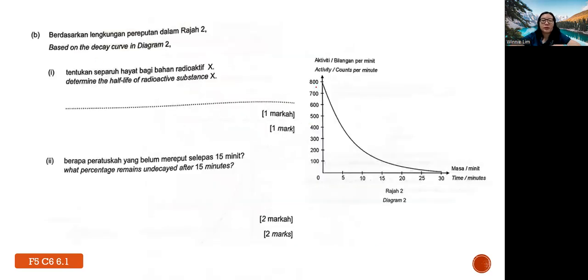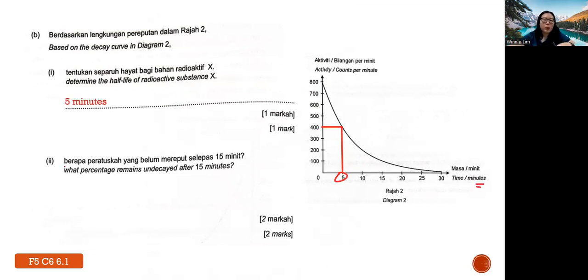Then, based on this decay curve, determine the half-life of the radioactive substance. For part 1, you get the answer by doing interpolation. From 800, half of it is 400. Then you draw the horizontal line and then the vertical line. You notice the answer is 5, and you must write the unit as well, which is 5 minutes.